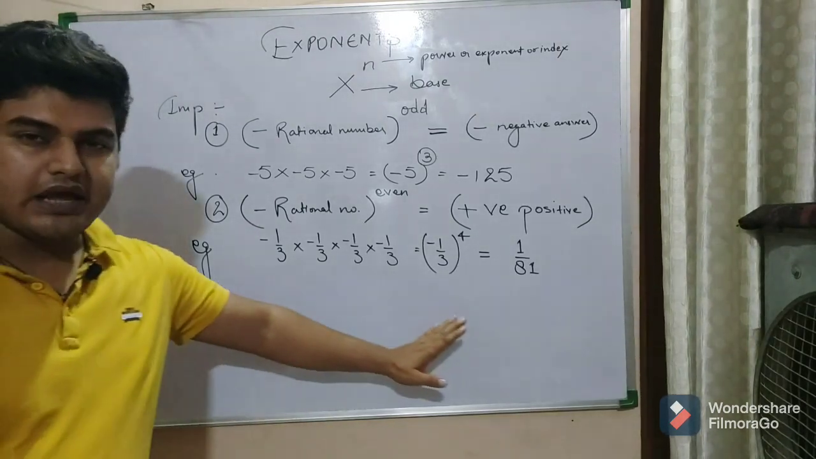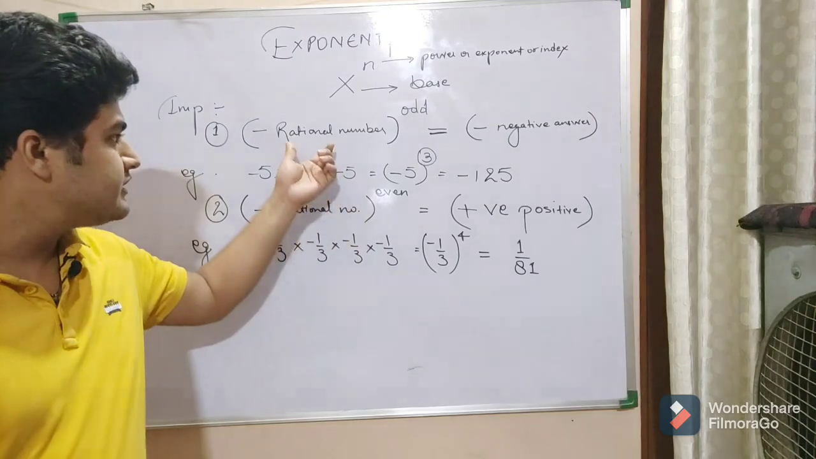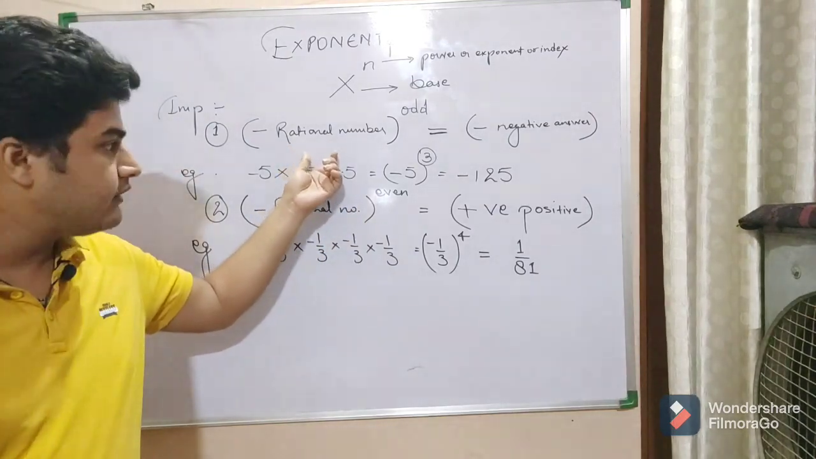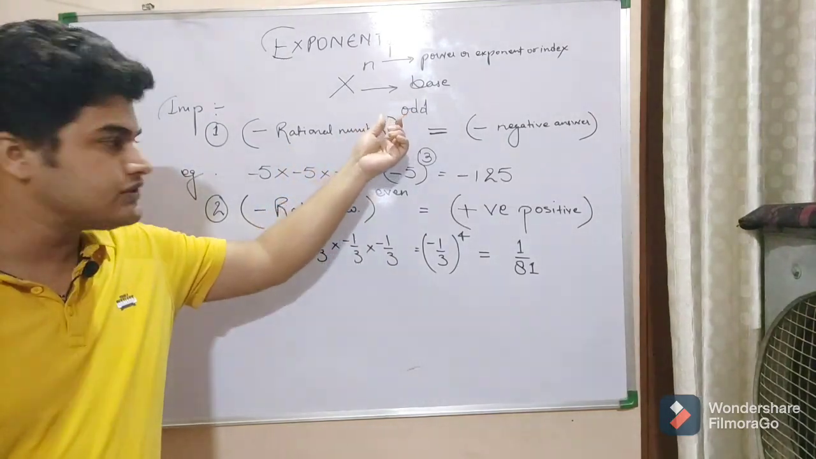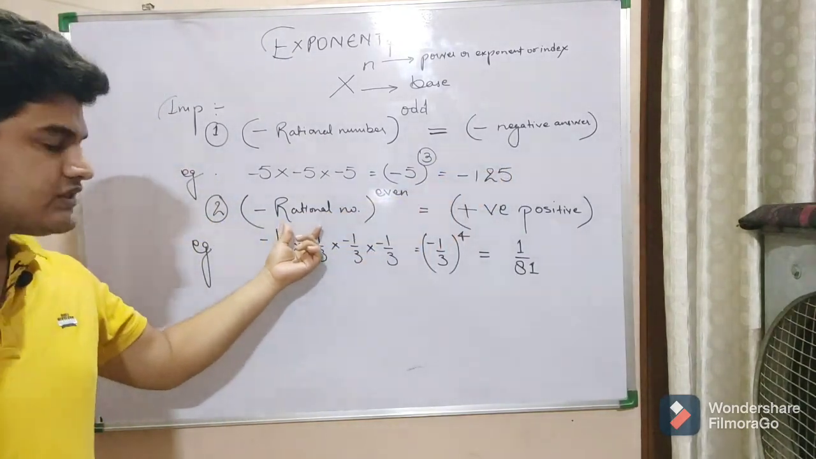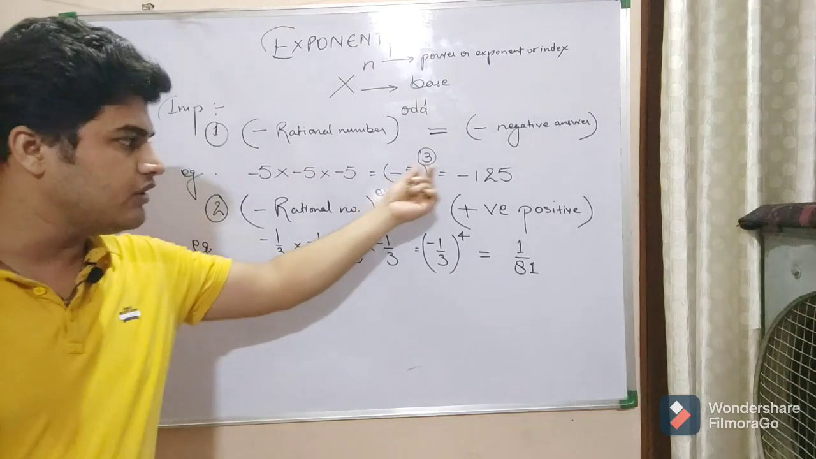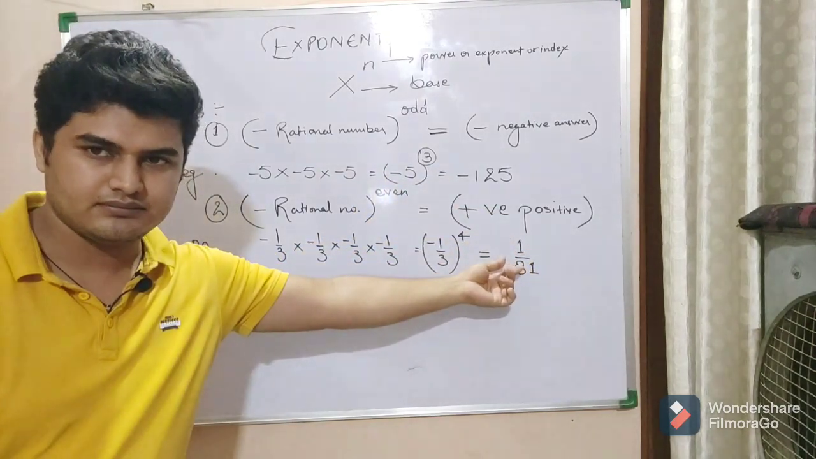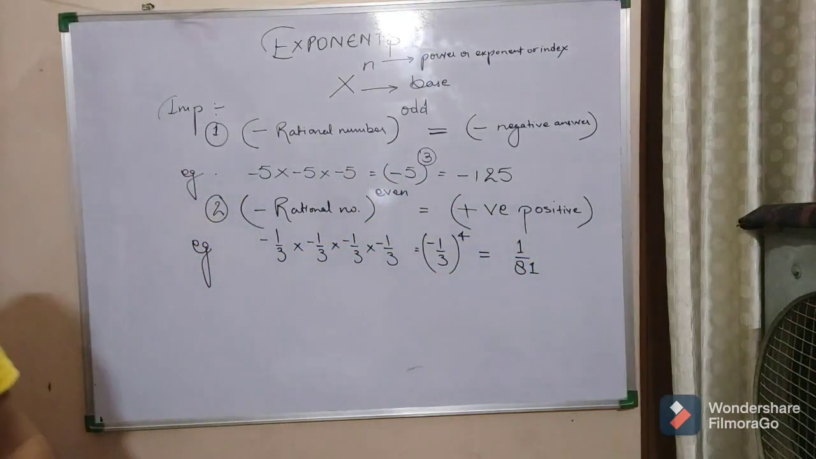The same rule applies for 1 also. If there is minus 1 and it is having a power in odd numbers, you will get minus 1, right? If there is minus 1 and the power is even number, you will get plus 1. Understood?